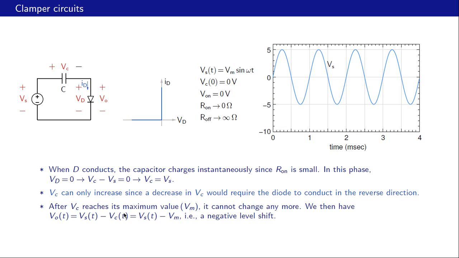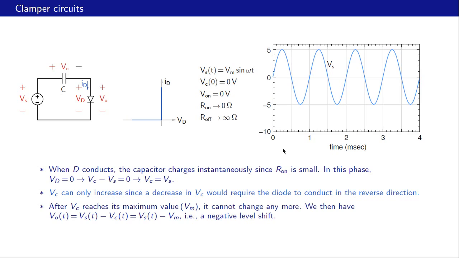After Vc reaches its maximum value, which turns out to be Vm, it cannot change any further, and we then have Vo of t, which is Vs minus Vc, equal to Vs minus that constant, which is Vm. And this is a negative level shift, Vs minus Vm, and that is where this circuit is different than the previous one.